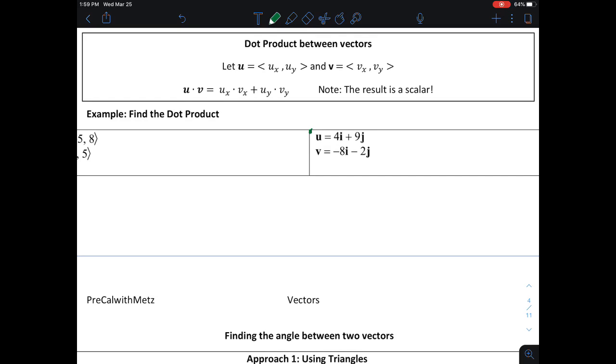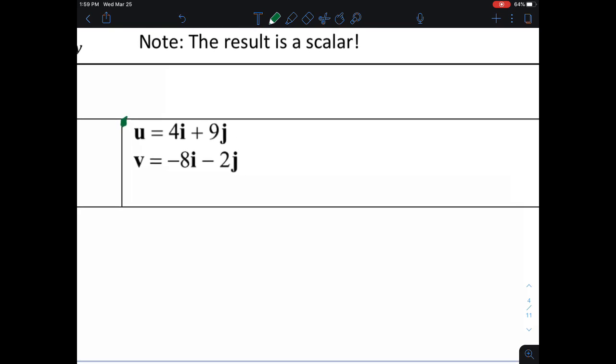And the way it works is you multiply the x's together, multiply the y's together, and add them together. So we're going to perform the dot product for this problem right here on the right. I want to find u dot v.